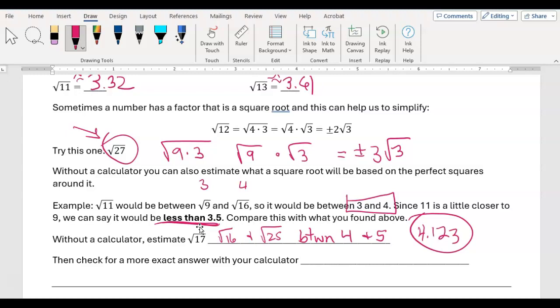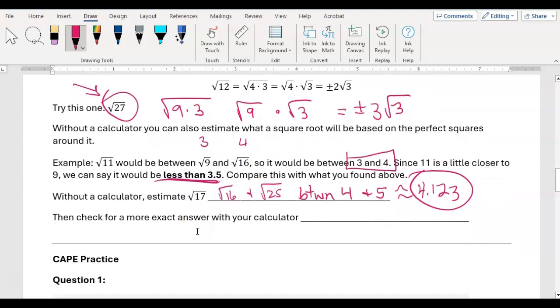And so again, you can use your perfect squares, the ones that you know, to estimate ones that are not perfect squares. It's not going to give you the exact number, but again, it's a pretty good estimate. All right, so then, oh, sorry, this is where we write this.